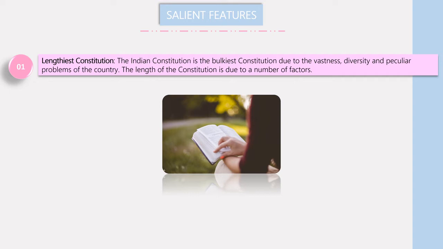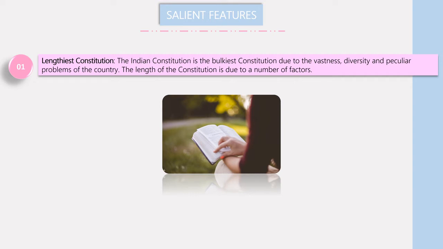The length of the Constitution is due to the following factors. First, the Indian Constitution provides a constitution not only for the Union but also for the states. Second, the Indian Constitution has reproduced the Government of India Act 1935 because people were familiar with the provisions of this act.